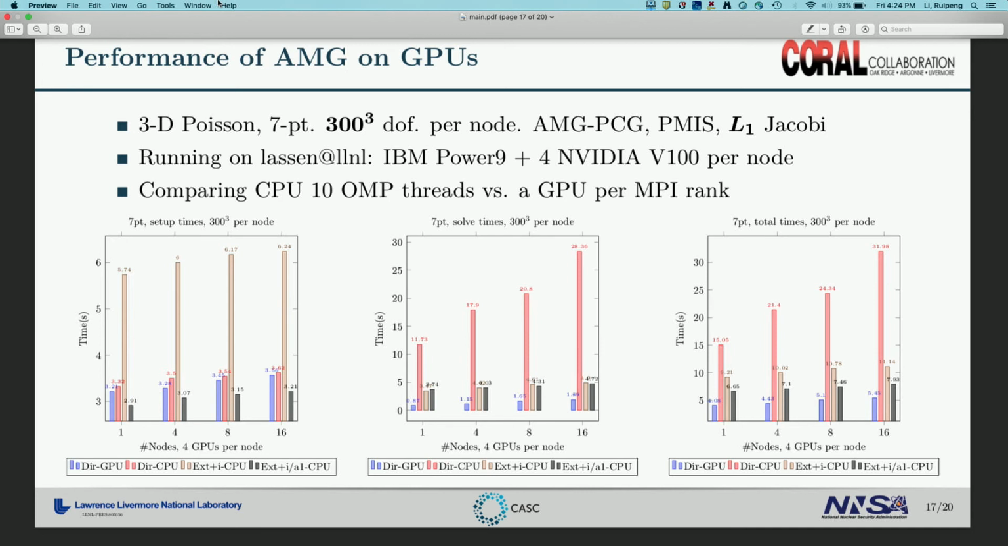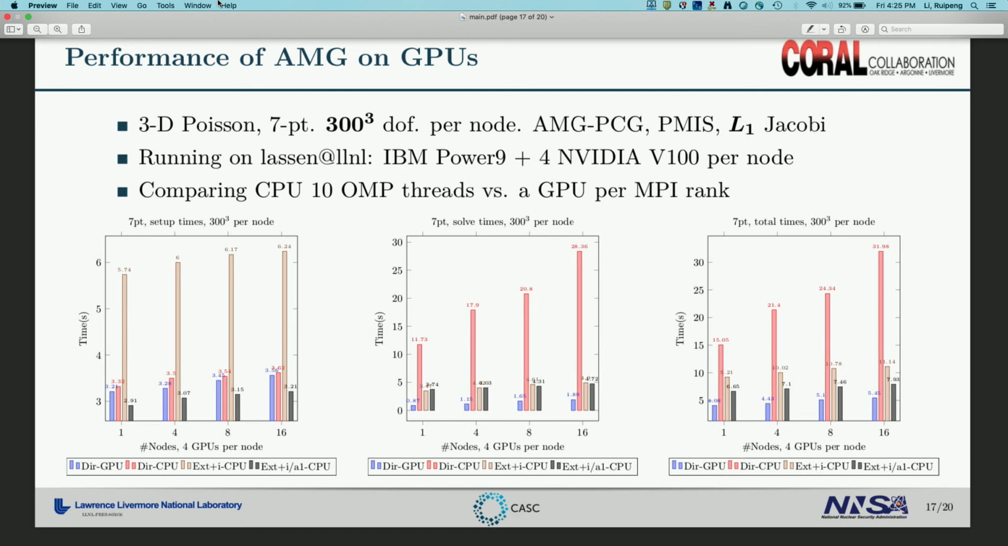The blue bar is the direct interpolation on GPU, and the red bar is the apples-to-apples comparison: the same algorithm on CPU. It's more like a 3 or 4 times speedup. The first plot is the setup, the second is the solve, and the last is the total time. The extended interpolation is more expensive on CPU, but the solve phase is better because it converges better. It's a better interpolation. So we hope that after we implement the extended interpolation on GPU, we can still have a nice speedup in the setup phase, and also enjoy the fast convergence in the solve phase.